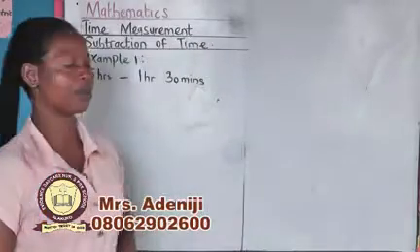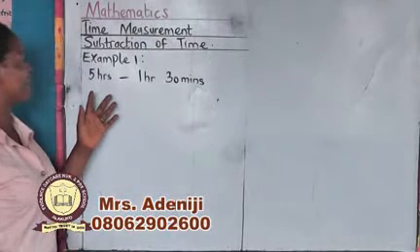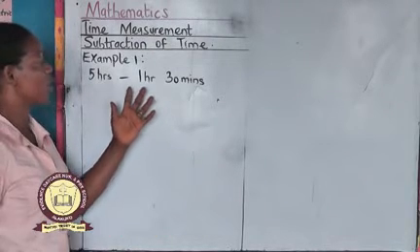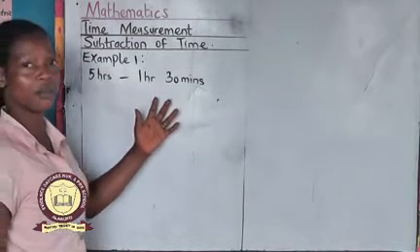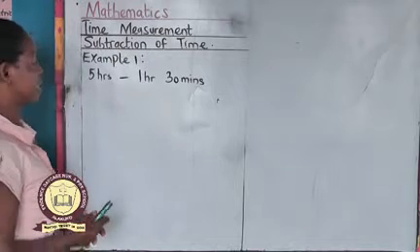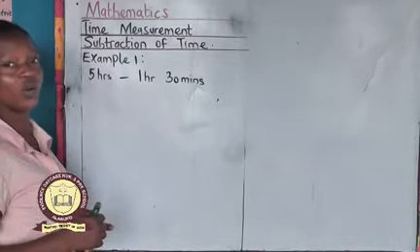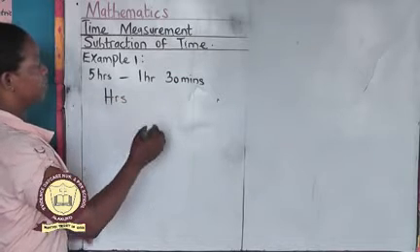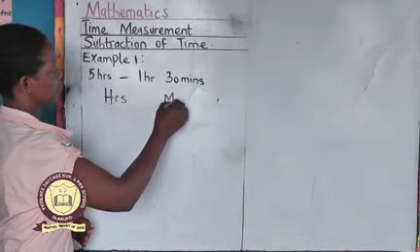Now let's take this example. We have 5 hours. From 5 hours, we want to take away 1 hour 30 minutes. How do we do that? The first thing you're going to do is write your hours. Let's write our hours and our minutes here.